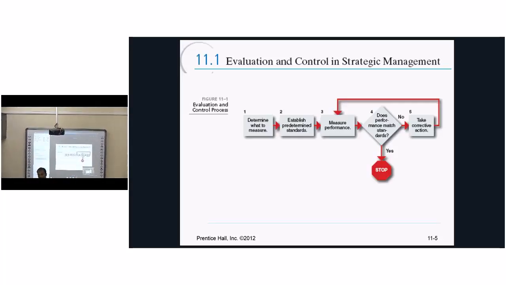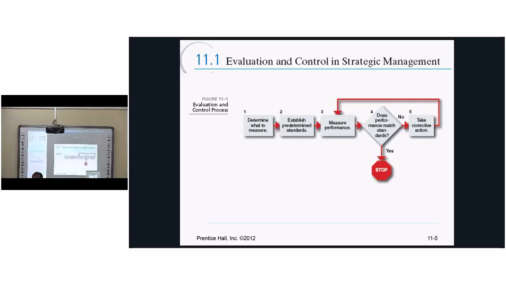For example, when it comes to retail industry, they measure the inventory turnover. Insurance industry, they measure the policy renewal rate. So there are different industries, we have different sets of KPIs, we call it key performance indicators, for them to measure. So determination of what to measure is the first step in evaluation and control.